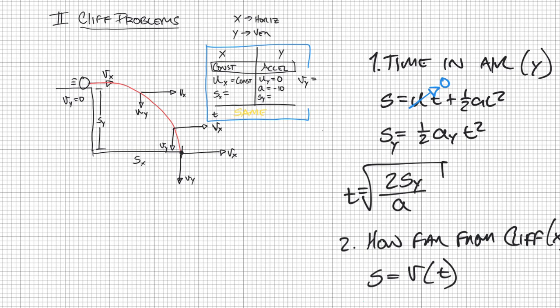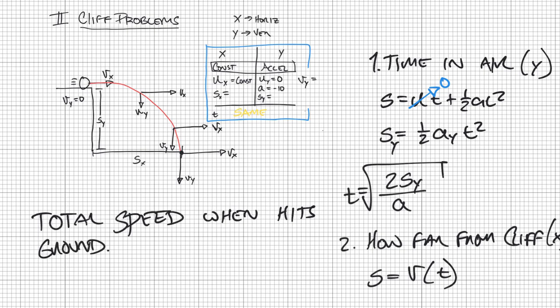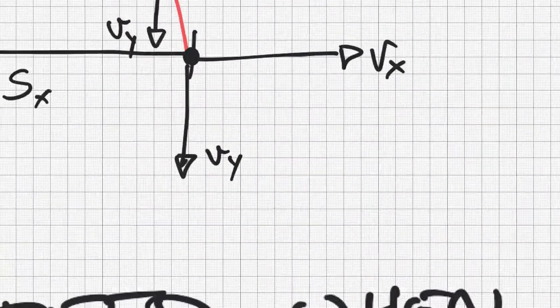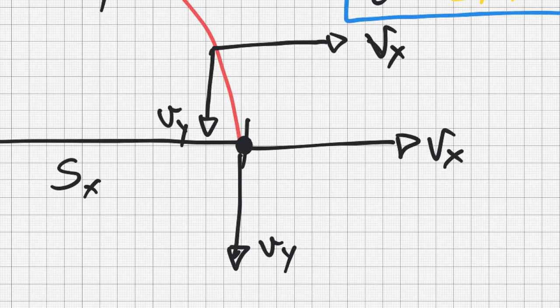The last thing then that someone might ask is the total speed when it hits the ground. And this is where vectors are going to come into play. Because when it hits the ground, let me zoom back in here. When it hits the ground, it's going to have both an x and a y velocity. So I can solve for my y velocity just like something free falling. And then to solve for how fast it's actually traveling, I'm going to need to add these vectors together. So to do that, I would add them head to tail.